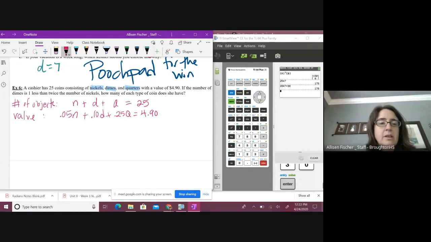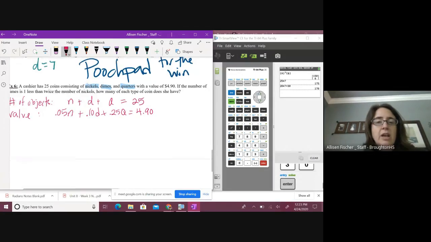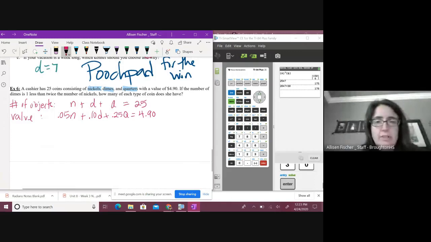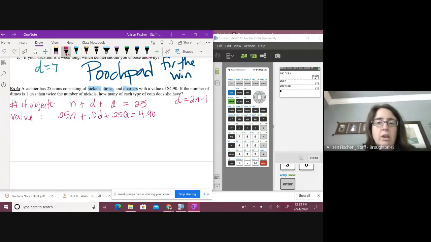If the number of dimes is 1 less than twice the number of nickels, how many of each type of coin does she have? And right now, my two equations that I have are already listed in nice order. I've got N first, then D, then Q. So I'm going to write this equation off to the side. The number of dimes is 1 less than twice the number of nickels. So twice the number of nickels less 1.